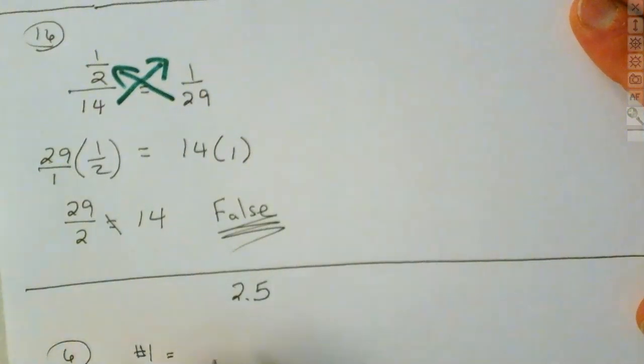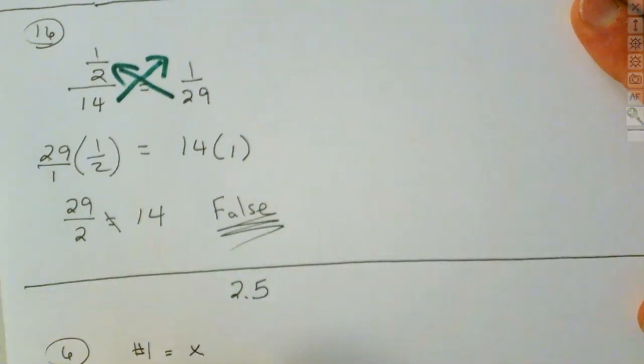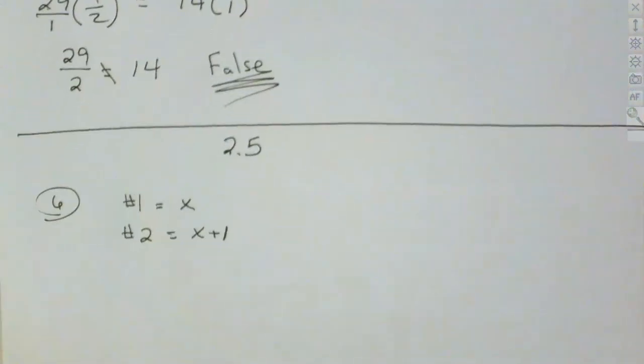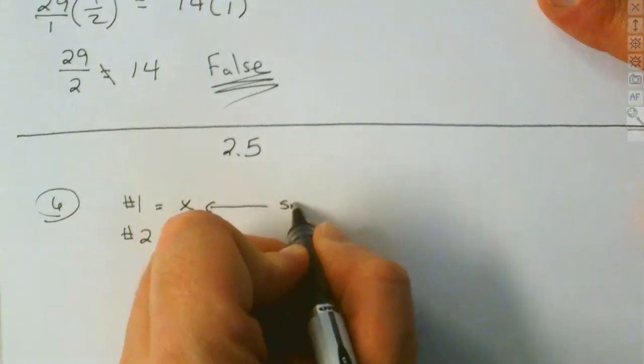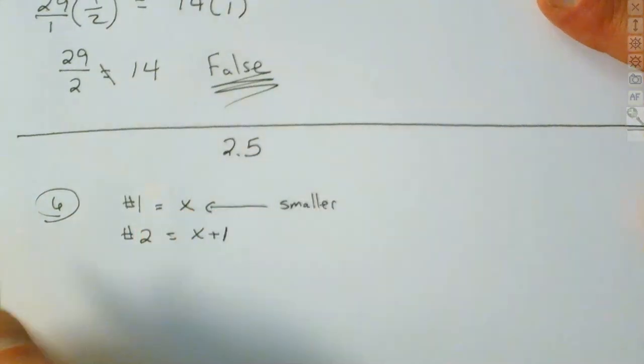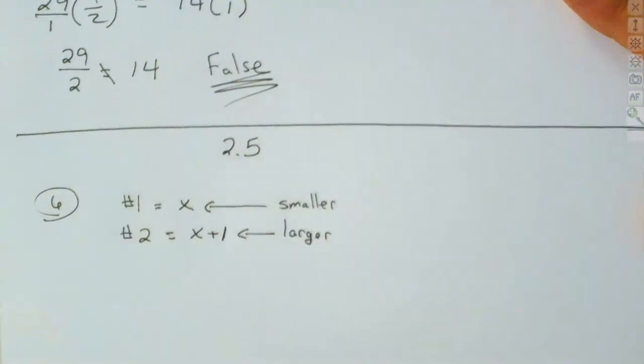So the first integer, I'm going to call that x. The second integer is going to be x plus 1. And they use larger and smaller when they reference these, so let's reference ours the same way. The first one is going to be the smaller number. The second one is going to be the larger number, because you add 1, that makes it larger.